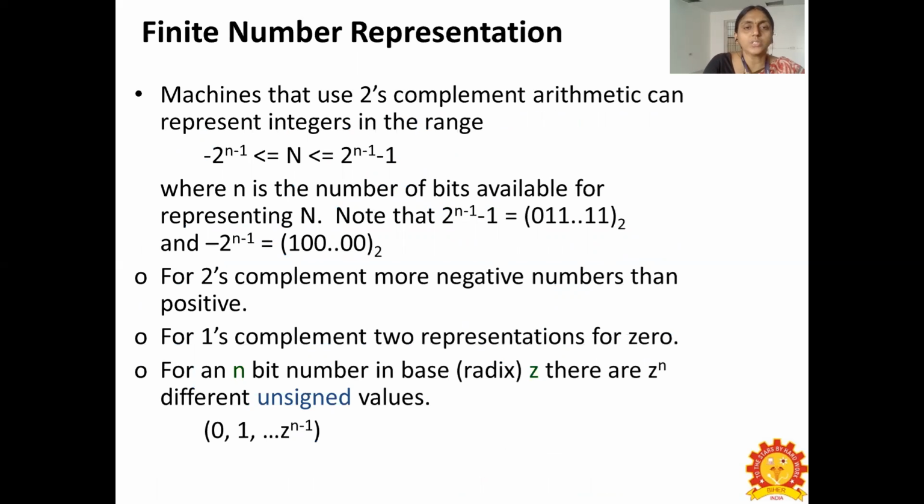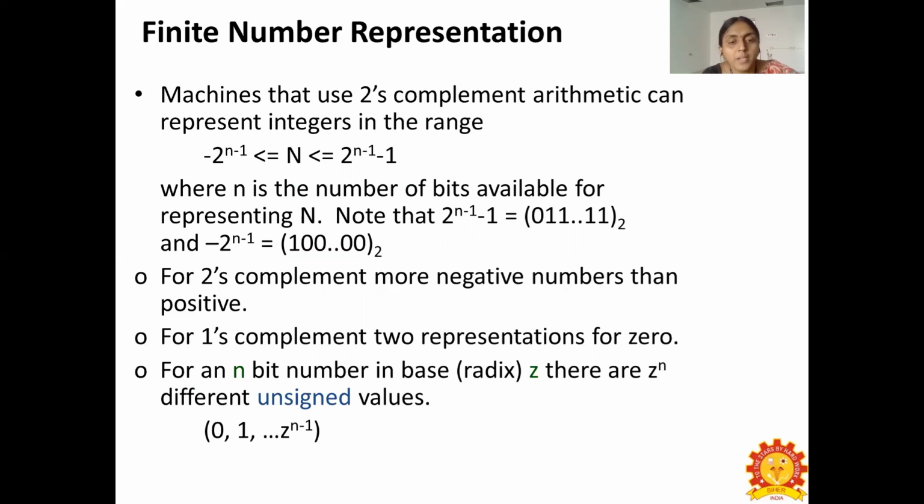So machines that use 2's complement arithmetic can represent integers in the range minus 2 power n minus 1 less than or equal to x, which in turn is less than or equal to 2 power n minus 1 minus 1. So it ranges from negative to positive, where n is the number of bits available for representing the number. And note that 2 power n minus 1 minus 1 will be equal to 0111...1. In the same way, minus 2 power n minus 1 can also be represented. And for 2's complement, there are more negative numbers than positive.